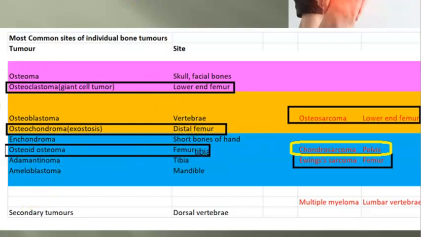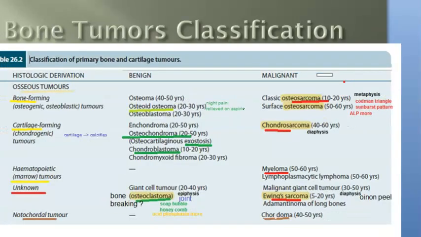Okay. So are you able to focus here where exactly the information is? The most common site of osteoid osteoma is femur and tibia. Okay. And what is its counterpart? In the malignant version, it is called osteosarcoma. Okay. So focus here. You just imagine a Mr. India type of male.